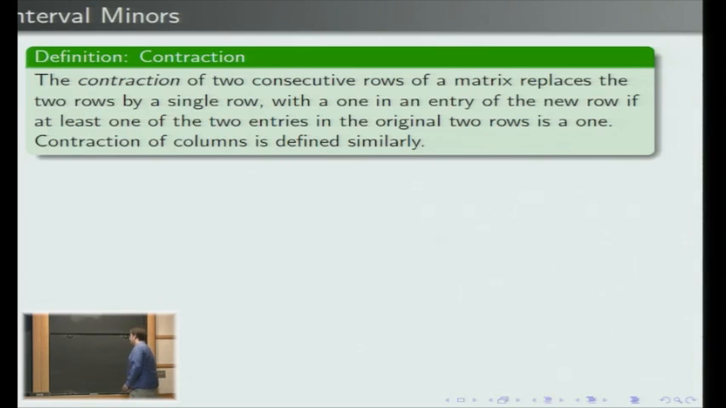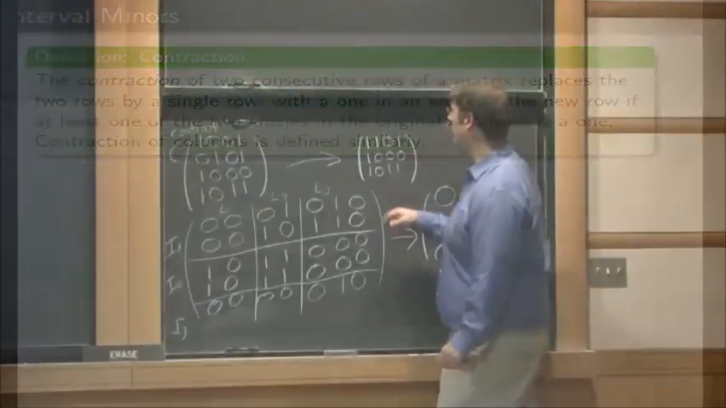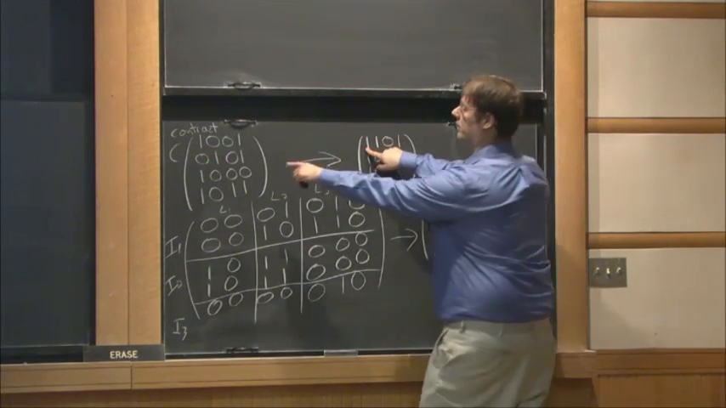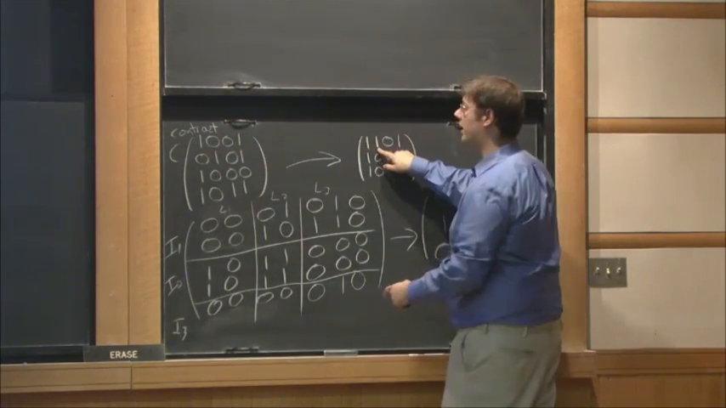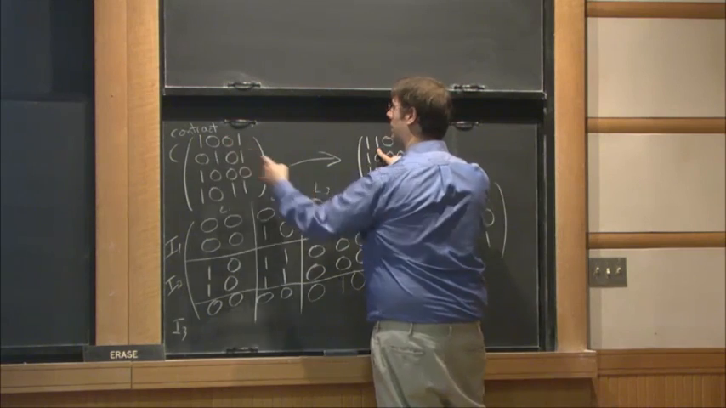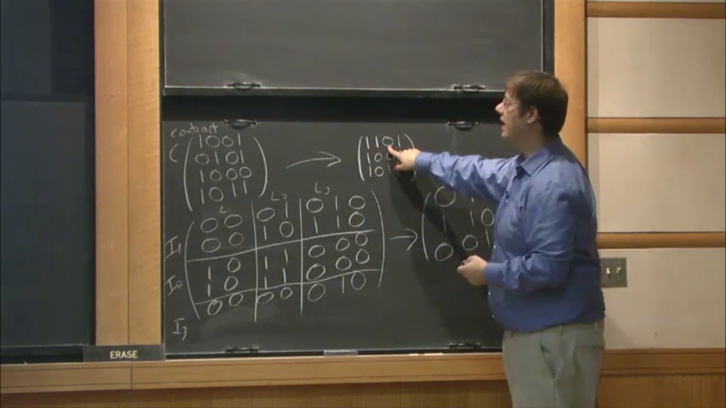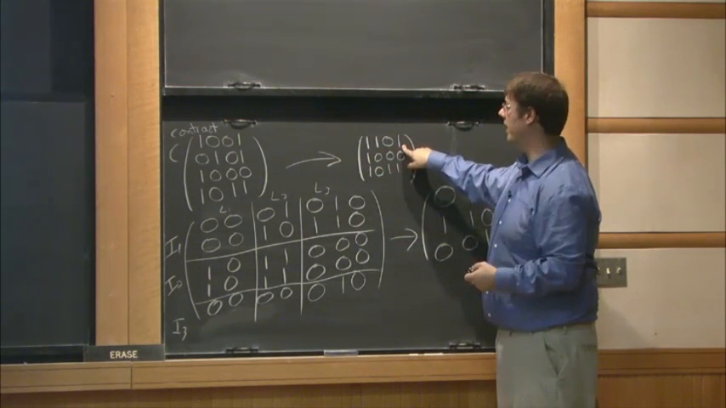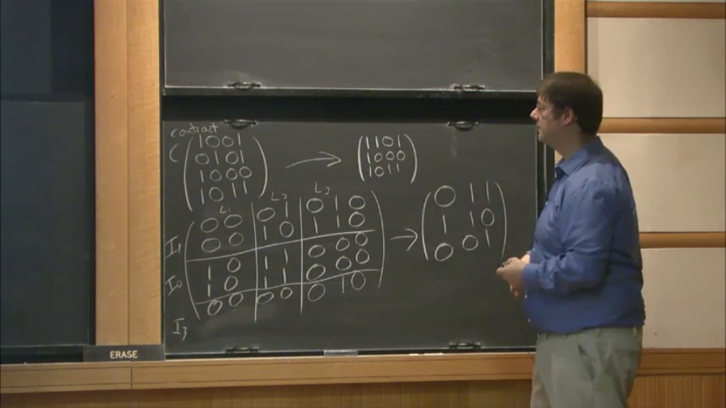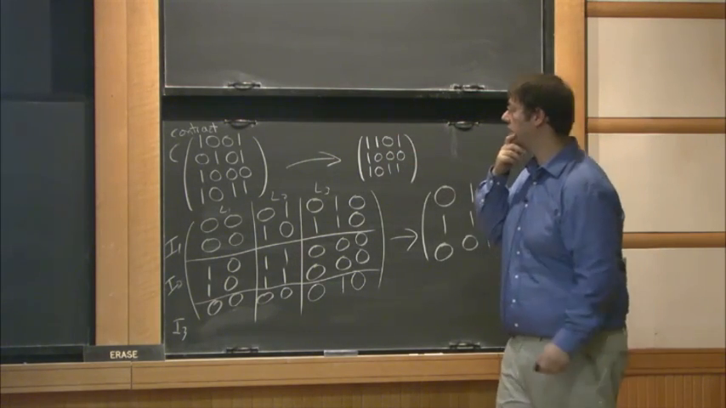I want to show you an example of this. Up here we have a 4x4 matrix. If we contract the first two rows, in the first column you see a 1, 0, and because there's at least one 1, you get a 1. The next one you see a 0 and a 1, you get another 1. But a 0, 0 will become a 0, and a 1, 1 will become a 1. So you get a 3x4 matrix when you contract.